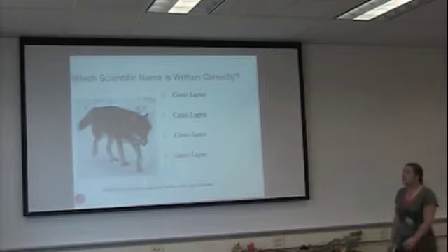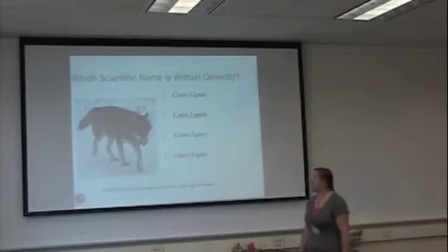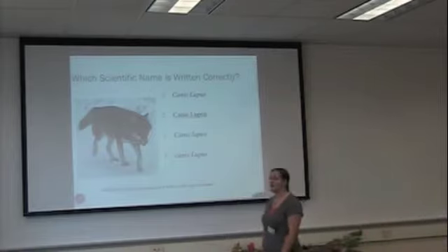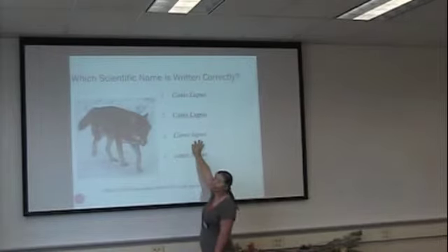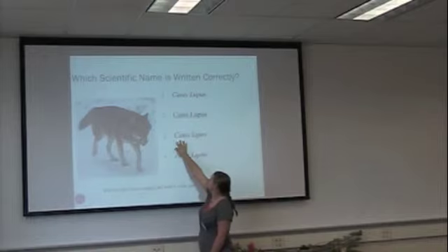So, which scientific name is written correctly? You guys would want to say number 3, Canis lupus. It's italicized because it's typed. Genus is capitalized. Lupus, the species, is not.